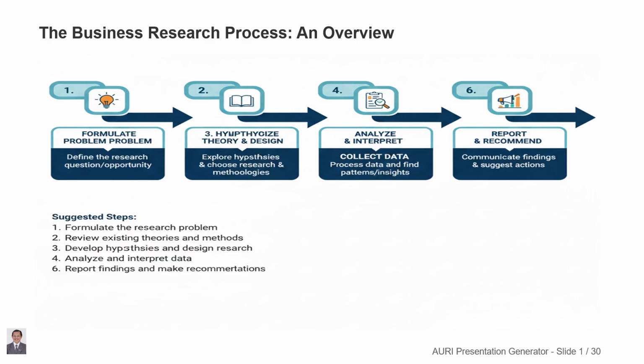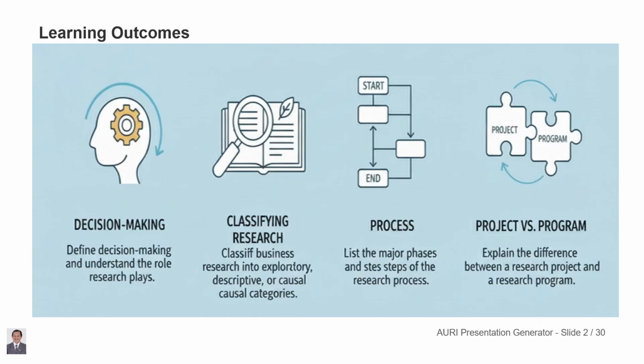Throughout our discussion today, we will systematically break down the entire research journey. We will begin by identifying a specific business problem or opportunity. We will then move through various stages, leading to actionable conclusions and strategic recommendations. By the close of this chapter, you will have a clear understanding of several key concepts.